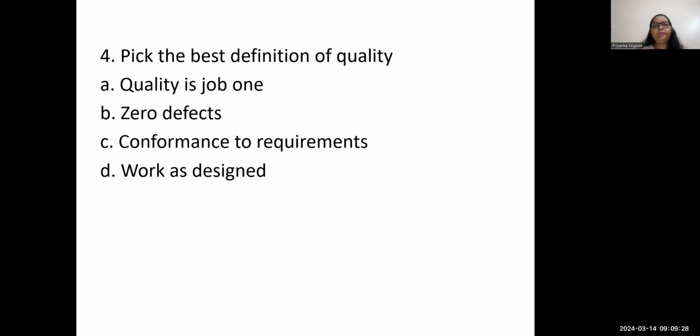Here is a question: pick the best definition of quality. Now you try. I think from this question, now we'll be checking which option is correct. So what do you think? Pick the best definition of quality. We have discussed a lot of times what quality is, right? So the options are: quality is job one, zero defect, conformance to requirement, or works as designed. So think properly and write your answers in the chat box.